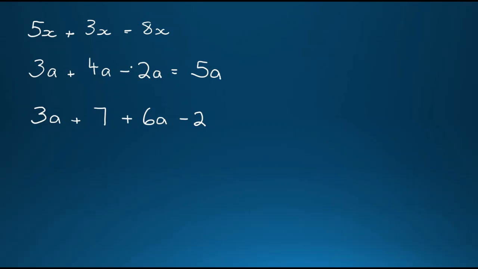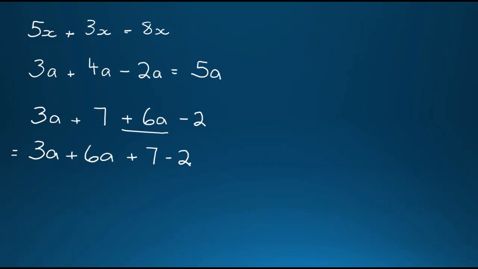So now that I'm looking at what I can do, I'm going to rewrite this expression grouping my like terms, and I'm going to remember to take the sign that belongs with each one. So 3A, my like terms with 3A is my plus 6A, so 3A plus 6 lots of A plus 7 minus 2.